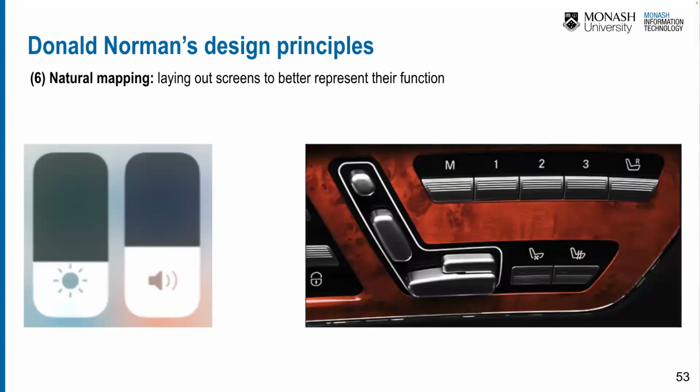Last one, yeah, natural mapping, right? So we talk about, let's say, the screen brightness. They use the sun to indicate the screen brightness because they are relevant. It is mapping by nature. It is natural understanding, right? We use the speaker as an icon to represent the volume, whether we want to increase or decrease. We use a kind of seat adjustment icon here to adjust the seat. Yeah, that's the natural mapping. Okay.